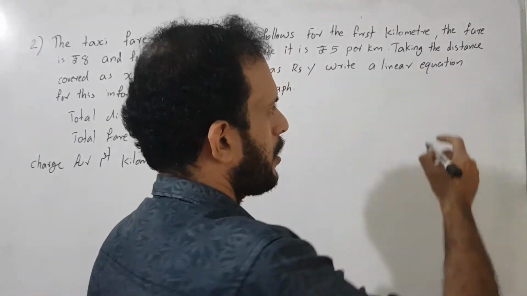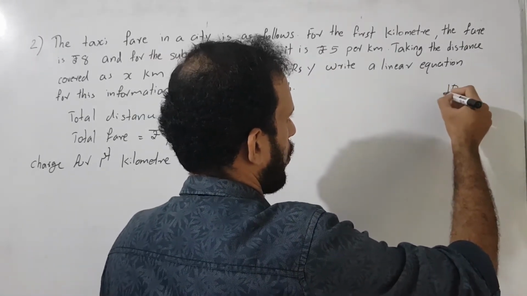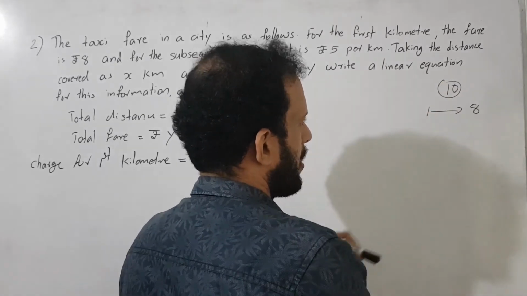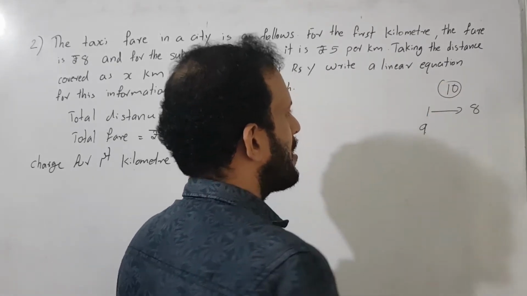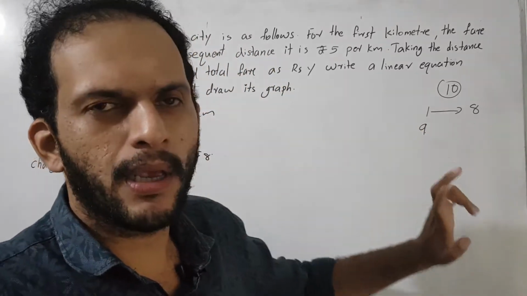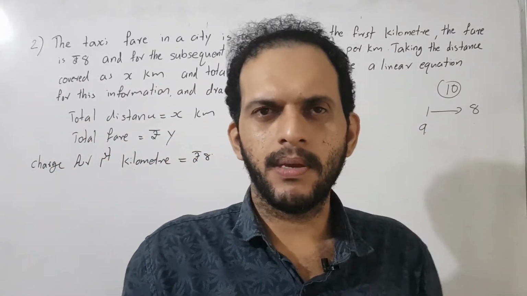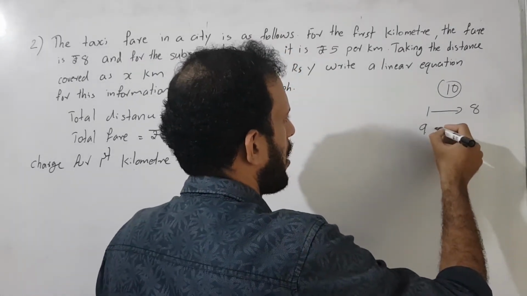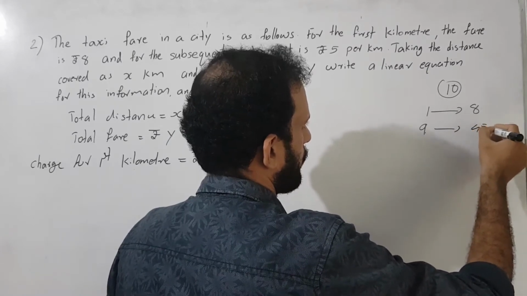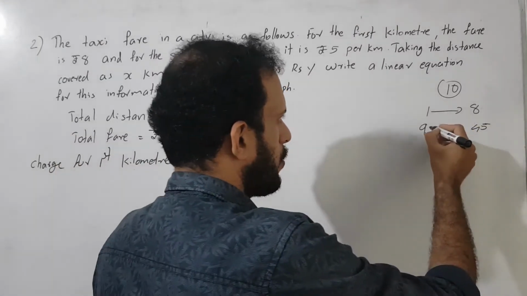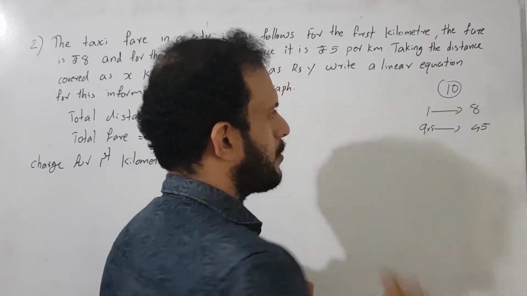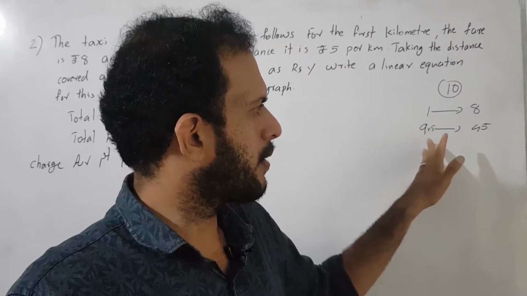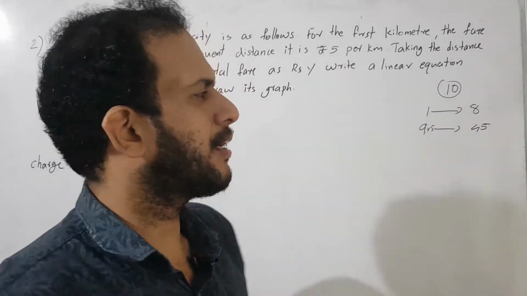യെസ്, ദ ഫസ്റ്റ് കിലോമീറ്റർ, ടോട്ടൽ വി ആർ ട്രാവലിംഗ് 10 കിലോമീറ്റർ. Then the 1 kilometer charge we know is 8. For the remaining 9 kilometers, per kilometer we need to pay ₹5. Then to cover 9 kilometers the total charge is 9 into 5 is equal to 45. ഓരോ കിലോമീറ്ററിനും 5 രൂപ വെച്ചിട്ട് 9 കിലോമീറ്റർ കവർ ചെയ്യാൻ എത്ര കൊടുക്കണം? 45. Then what is the total fare?